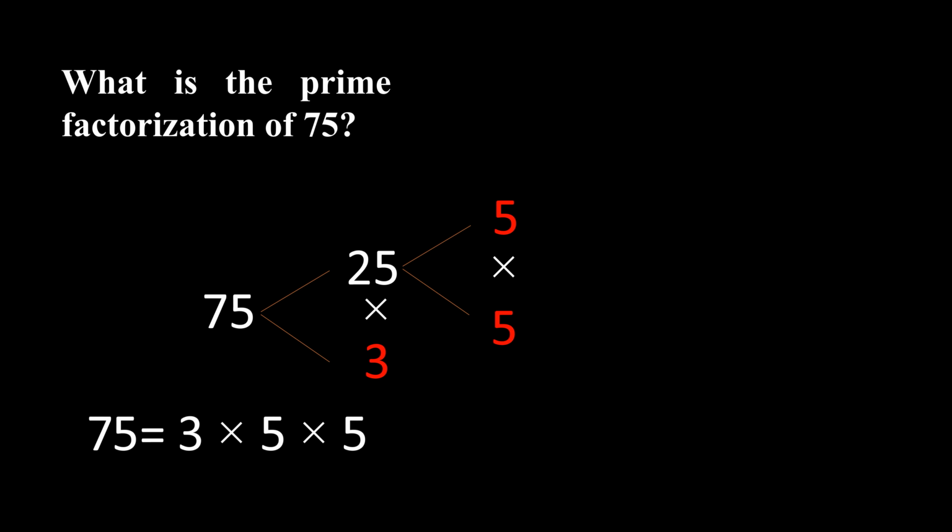So the prime factors of 75 is 3 times 5 times 5. Since dalawa yung 5, we can rewrite it as 75 is equal to 5 raised to 2 times 3. Kung wala sa choices yung 3 times 5 times 5, piliin natin yung 5 raised to 2 times 3. Anyway, same lang naman sila ng sagot. It's still 75. You understand?